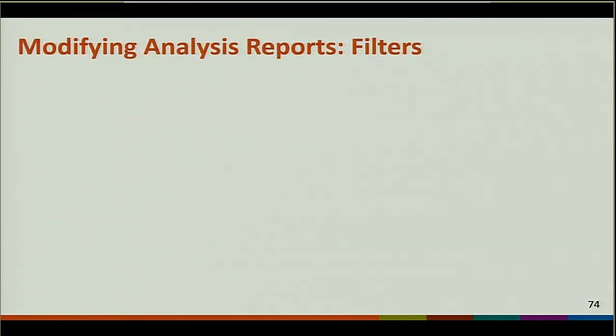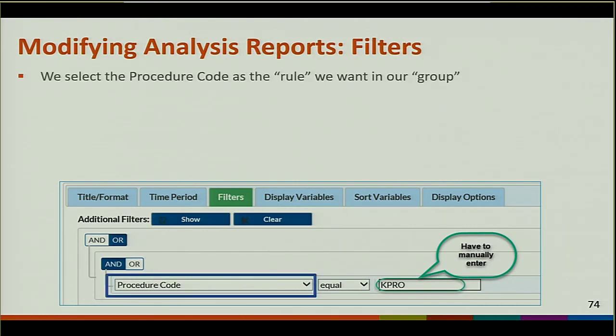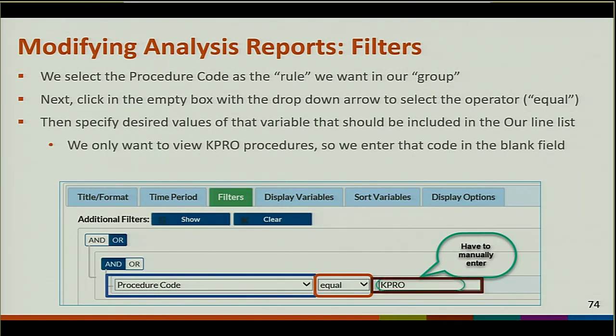In our example, we set up only one group and one rule. Our one group embodies our rule, procedure code. Procedure code is selected in the drop-down box on the bottom of the screen here. We will then set up our operator to equal. This will give us a drop-down to select equal to, and then finally, in the blank field next to it, we've entered kpro.